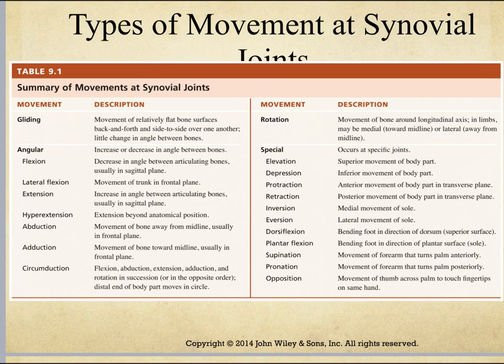Dorsiflexion versus plantar flexion. Pull your toes up, dorsiflexion, point your toes down, plantar flexion. Supination versus pronation. We covered these with basic terms like turning your hands outward, palms up in the correct anatomical position is supination. Turn your palms over, pronation. And then opposition, take your thumb and touch each of your fingertips on the same hand, opposition.